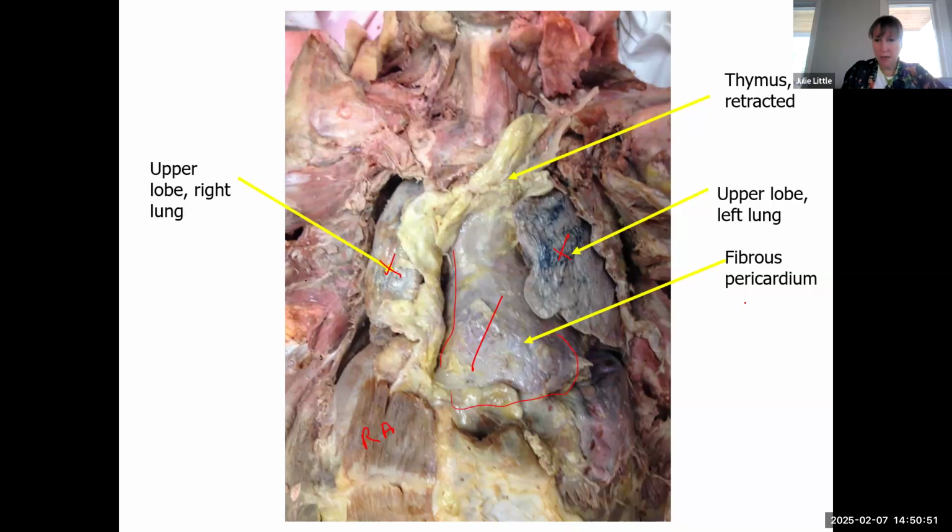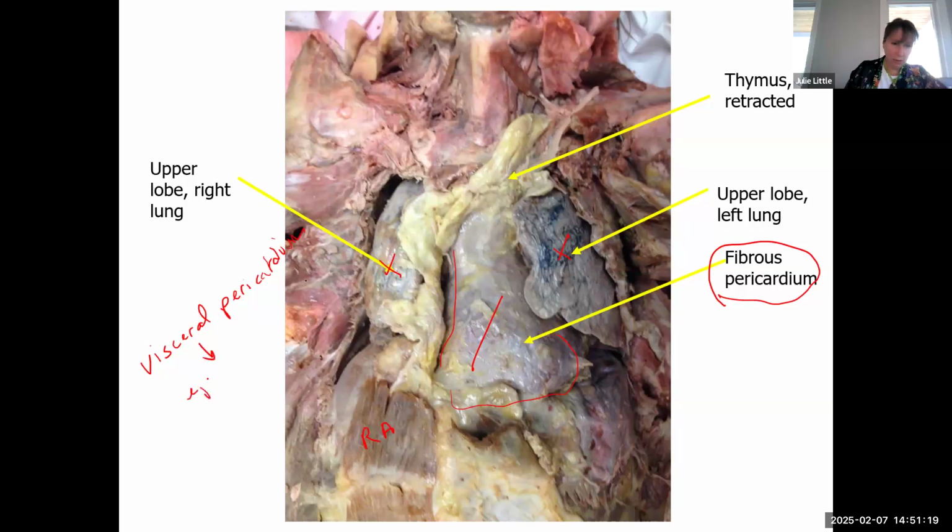No, because it's covered by the fibrous pericardium, that really tough sac. And if we were to cut into that fibrous pericardium and open it up, what's going to line the inside of that tough bag is going to be the parietal pericardium. And the visceral pericardium is on the outer surface of the heart. It's the second part of that serous membrane, recall, and it's just called the epicardium.